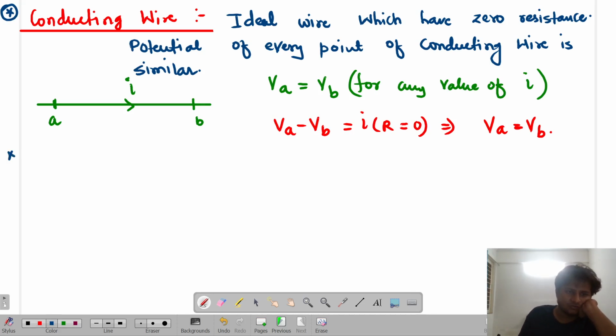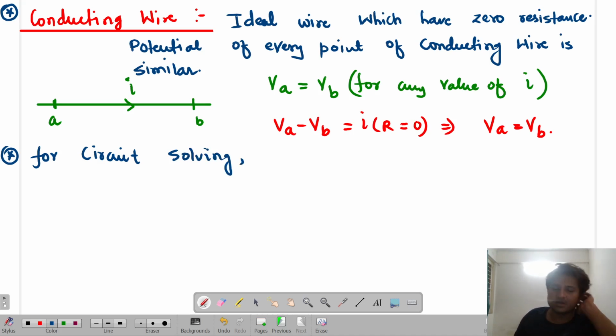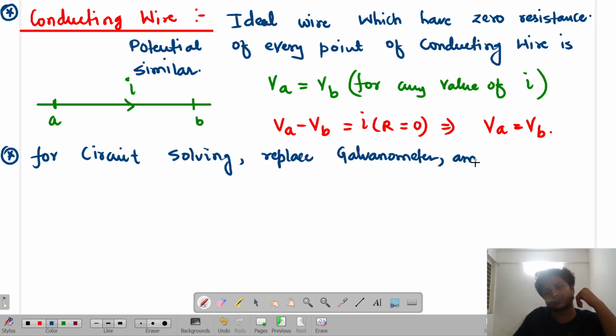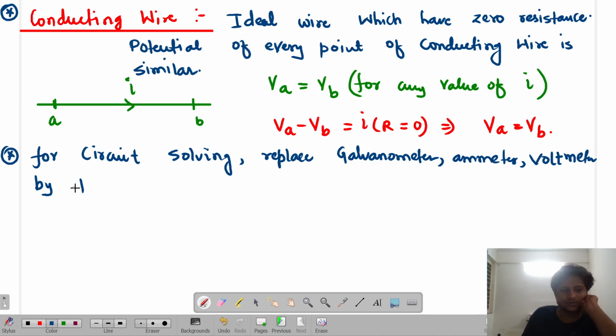The second concept is the use of galvanometer, ammeter and voltmeter. Are you able to get me? So let's suppose in any circuit for circuit solving, galvanometer, ammeter, voltmeter are given, then what do you do? Just replace the galvanometer, ammeter, voltmeter by their resistances, that's all. Just replace them with their resistances, and you can solve the circuit. You will get the same answers. Are you able to get me or not?